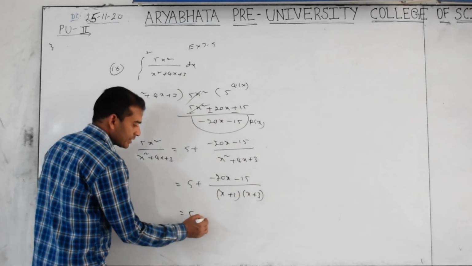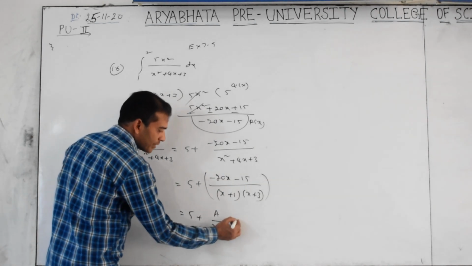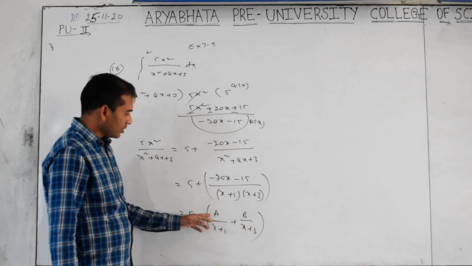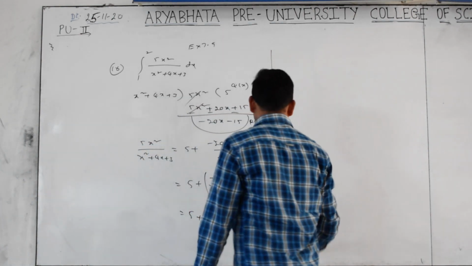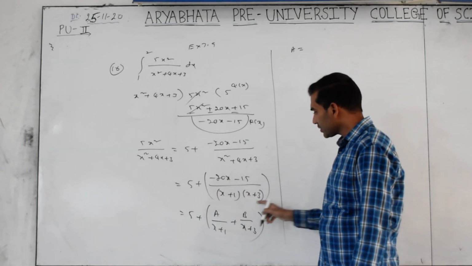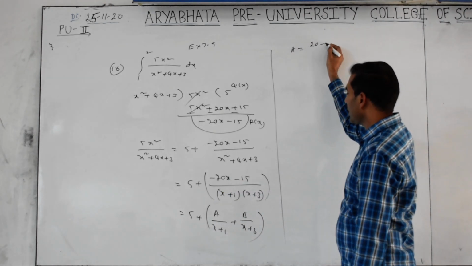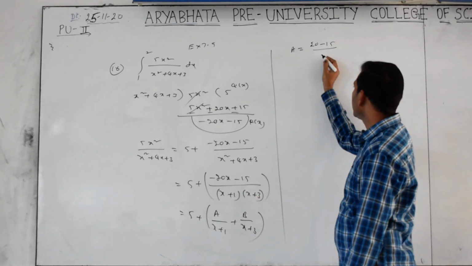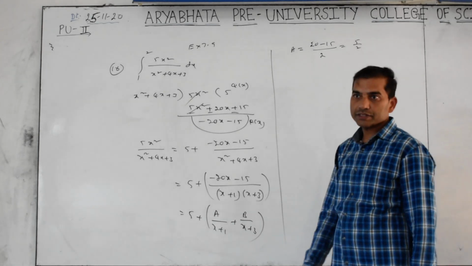Tell me, 5 plus, what is the partial fraction of this? A by x plus 1 plus B by x plus 3. Not only this much. To get A, the shortcut I said: when the factor becomes 0, here x equals minus 1. Put minus 1 in this spot, except this factor. So minus 20 into minus 1 is plus 20, minus 15, by minus 1 plus 3, which is 2. That equals 5 by 2.